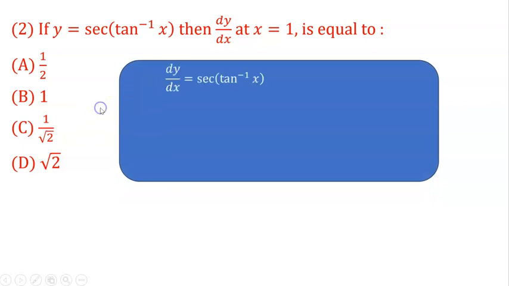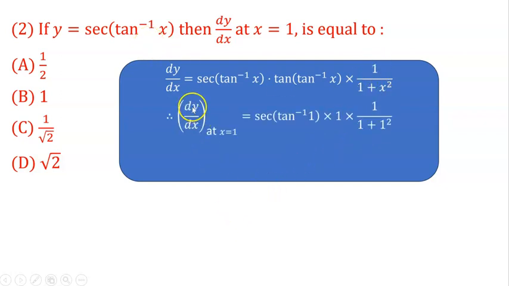Find dy/dx. Now differentiate this with respect to x. What is the derivative of sec x? The derivative of sec x is sec x into tan x. Similarly here, dy/dx is equal to sec of tan inverse x into tan of tan inverse x, into, since it's a composite function, the derivative of tan inverse x. The derivative of tan inverse x is 1 upon 1 plus x².